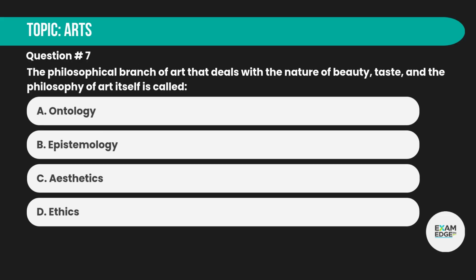Question number 7. The philosophical branch of art that deals with the nature of beauty, taste, and the philosophy of art itself is called: A. Ontology. B. Epistemology. C. Aesthetics. D. Ethics.